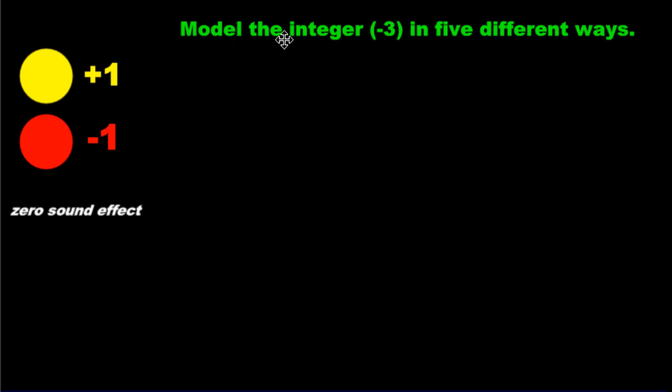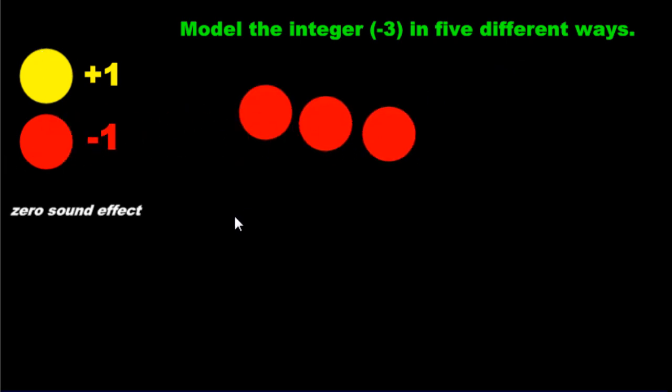Now it asks us to model the integer -3 in 5 different ways. Feel free at any time to pause the video and try one of these questions on your own before you do the quiz at the end. So here's what I'm going to do. I'm going to show -3. That's one way. It asks us for 5 different ways, so we're going to do the same thing. We're going to add a bunch of zeros beside it.